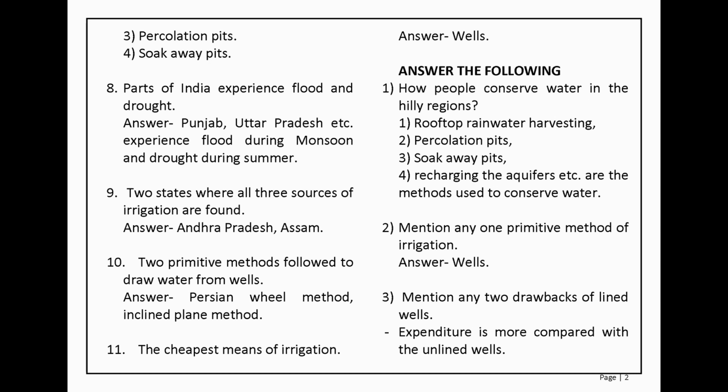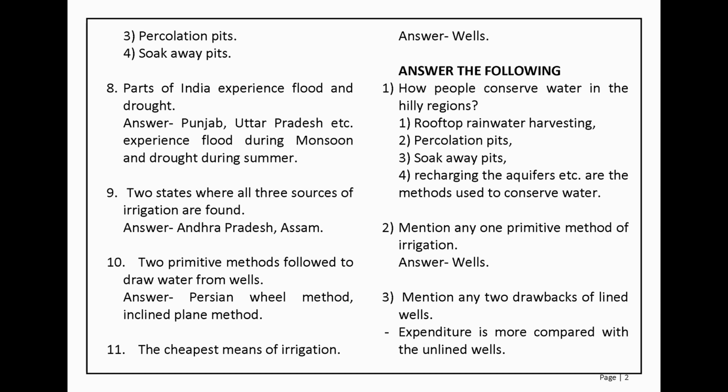How people conserve water in the hilly regions. Rooftop rainwater harvesting, percolation pits, soakaway pits, recharging the aquifers etc. are the methods used to conserve water. Mention any 1 primitive method of irrigation. Answer, wells. Mention any 2 drawbacks of lined wells.